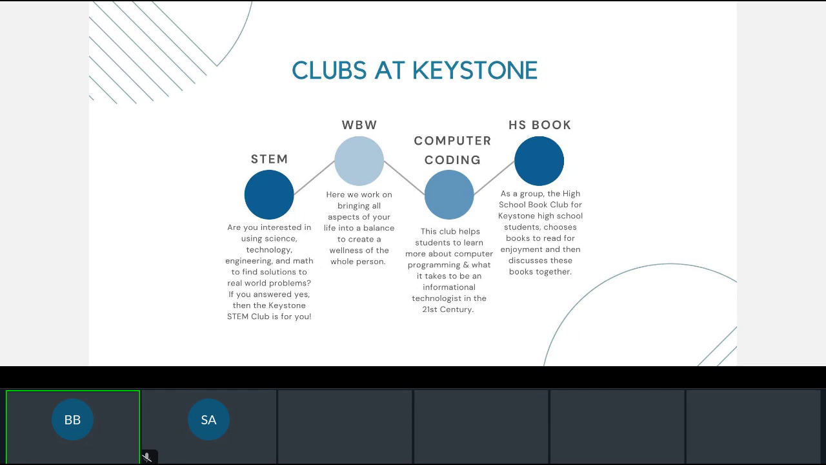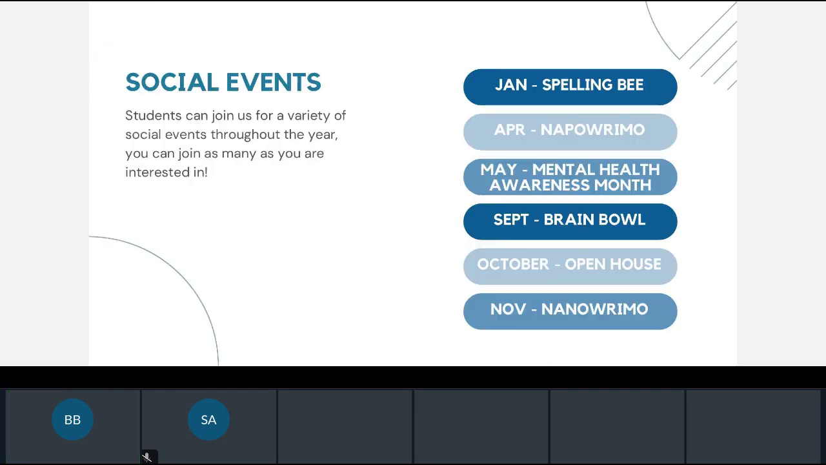And then tying into that, we have our social events for the months. So, along with monthly club meetings, we have different social events that happen throughout the school year, things that you can get involved in. In January, we have our spelling bee.